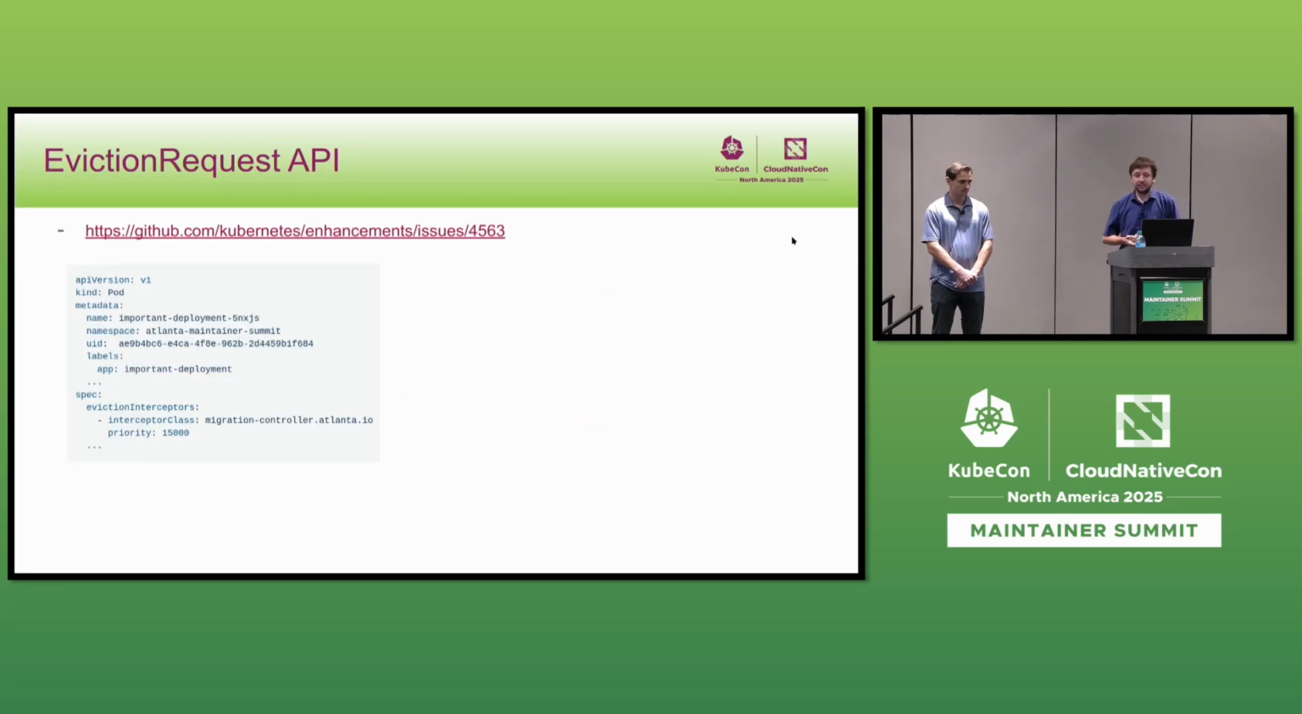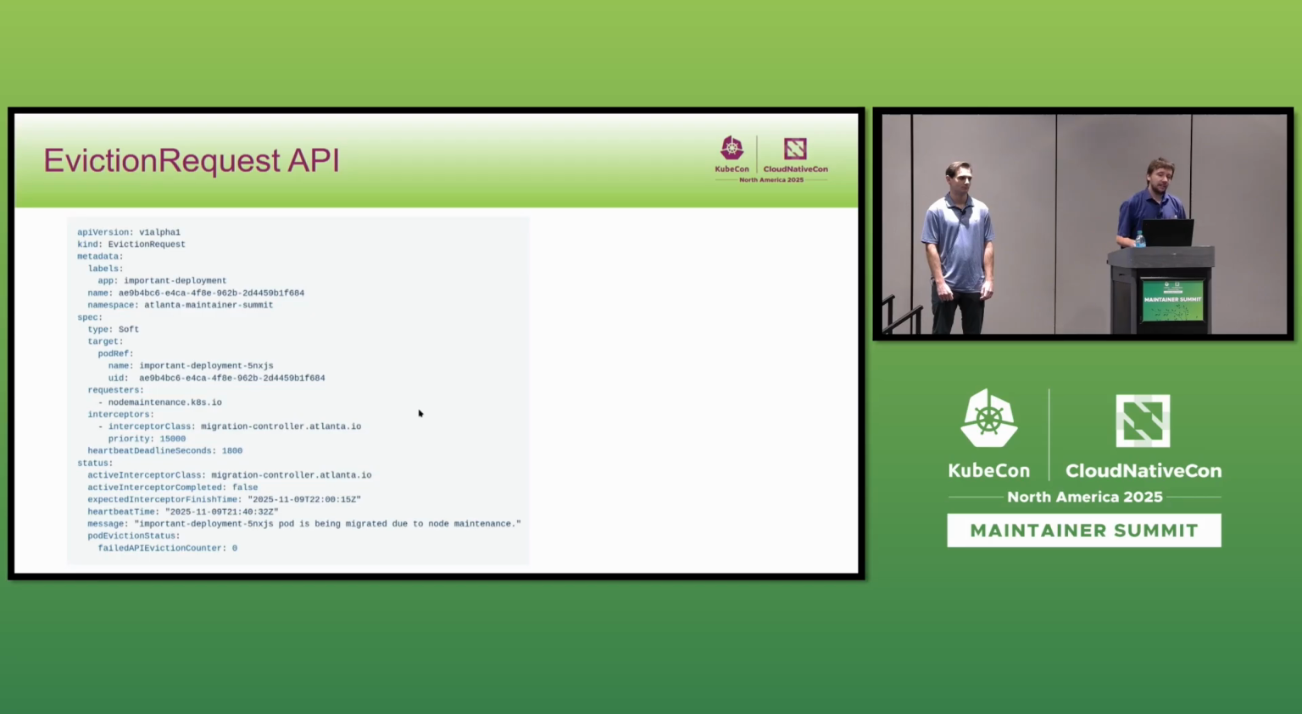One of the ways we could solve this is with the eviction request API proposal, and this would allow us to tap into the disruption intent and disruption response. We could do it by simply adding a field to a pod called eviction interceptors, and we would allow any controller, or even a third-party controller, to interact with any pod interruption or disruption.